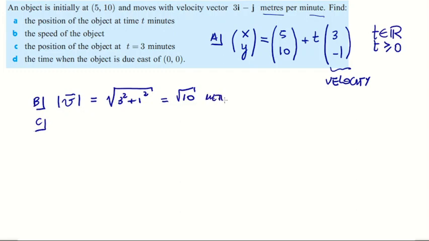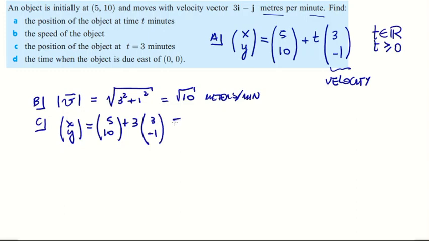This, obviously, the unit is meters per minute. Okay. Now, letter C. What is the position of the object at 3 minutes? So we just put 3 here. So let me write the full equation. X and y at time equals 3 is going to be 5, 10 plus 3 times 3, negative 1. So if we do that, it's 5 plus 3 times 3.